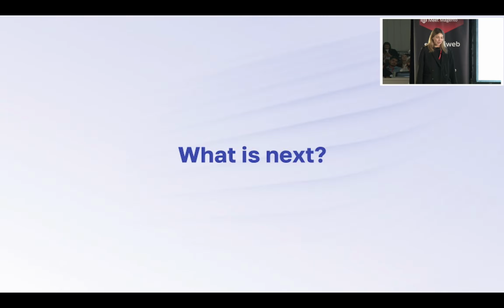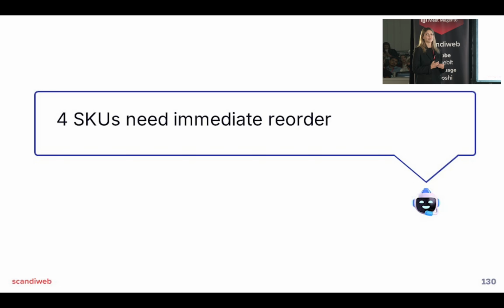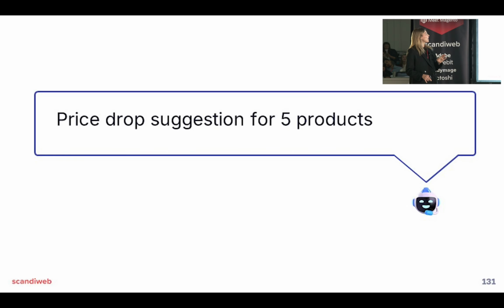So what's next? We have the data, right? And what if we can receive something like that? There are 4 SKUs that need to be reordered because you're running out of stock. Or we see that you can drop the price for those products because they are not selling fast, but you need to sell them. You have a deadline. This is something seasonal for us.